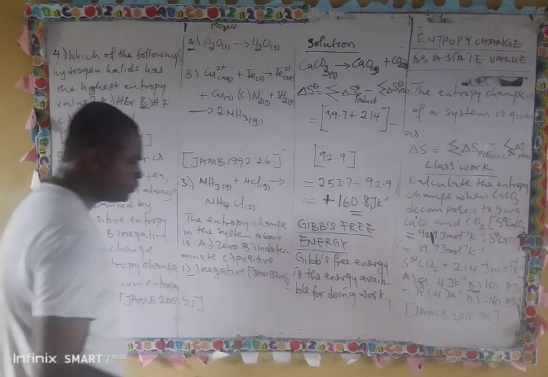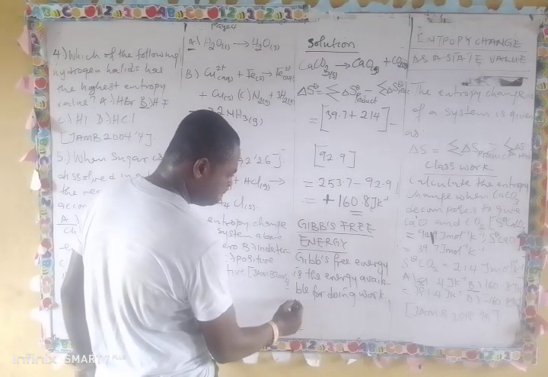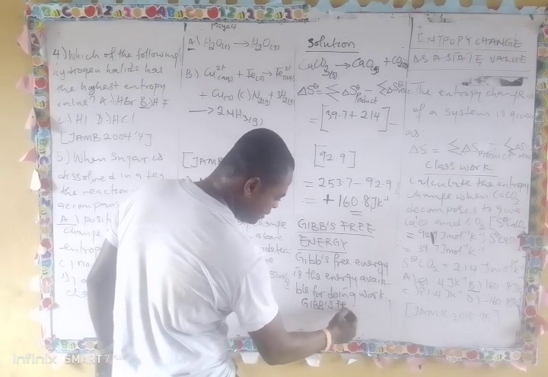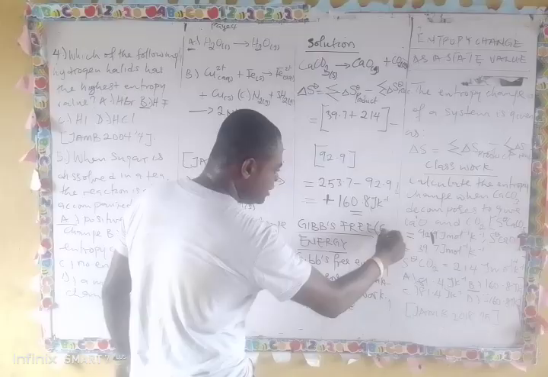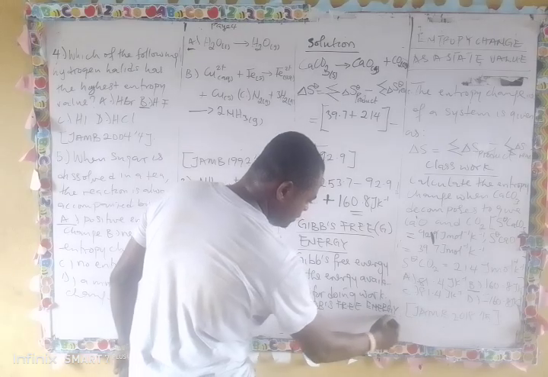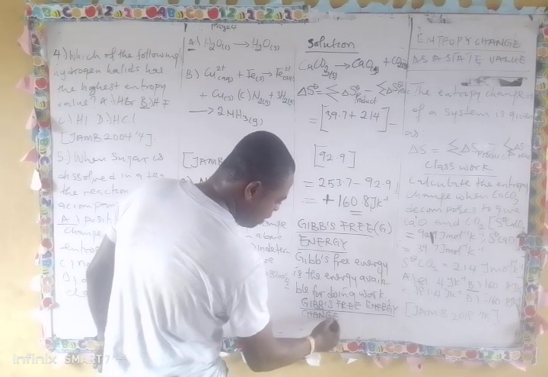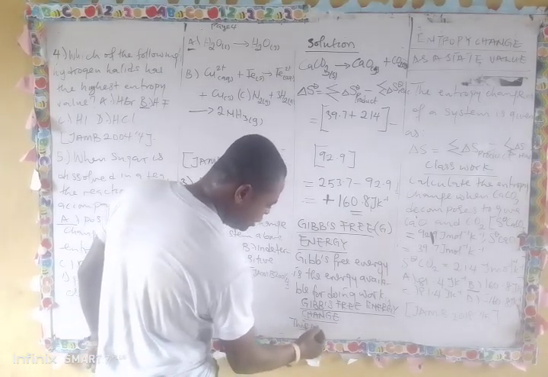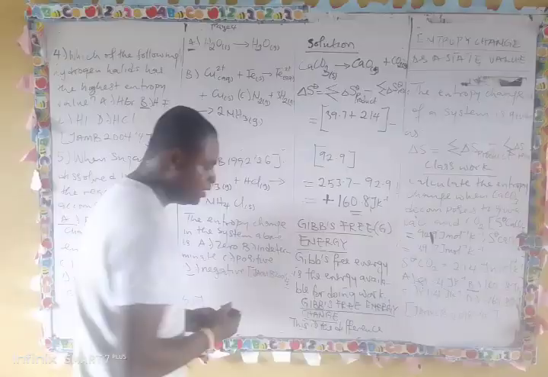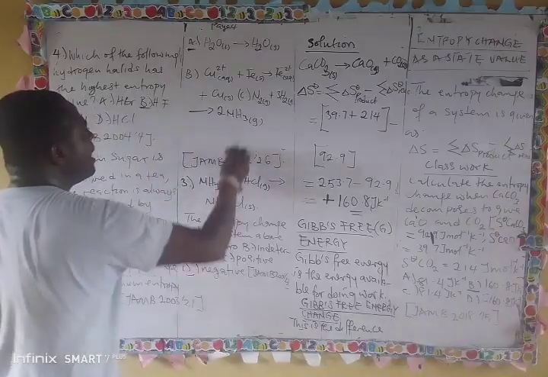So now we have Gibbs free energy change. This is delta G. What is free energy change? This is the difference between the free energy of product and the free energy of reactant. Am I correct? Yes.